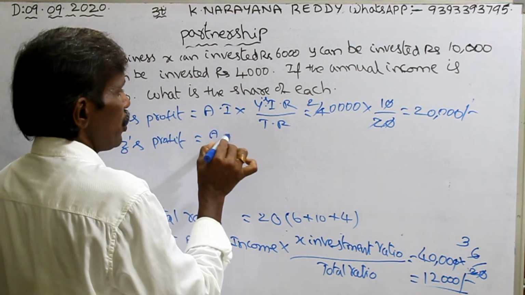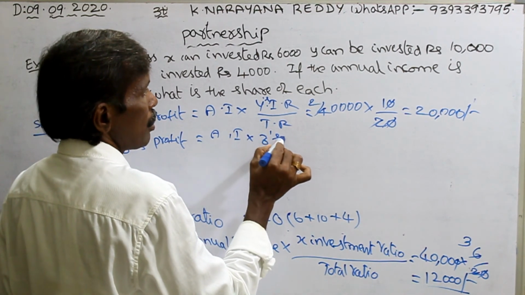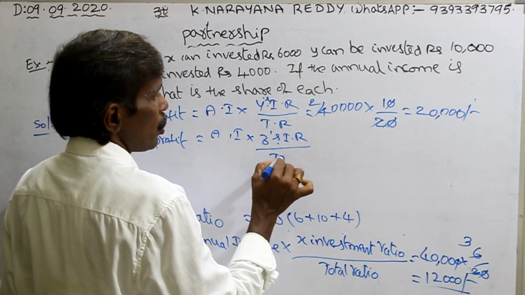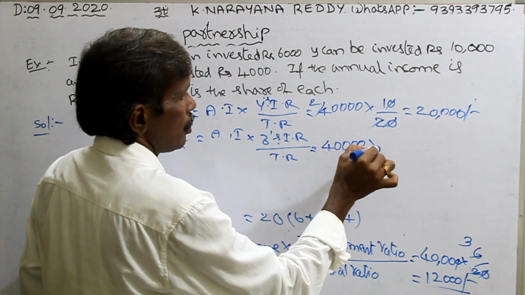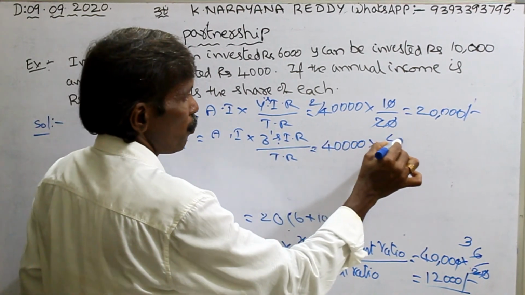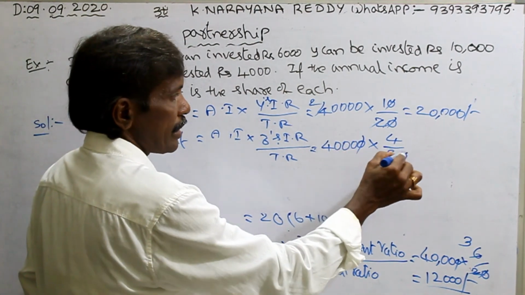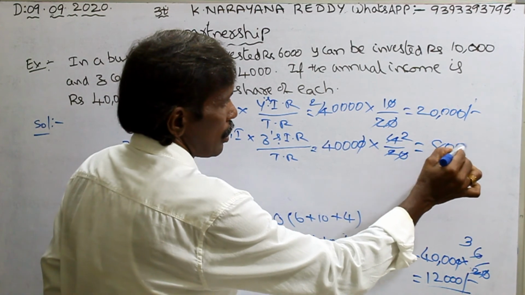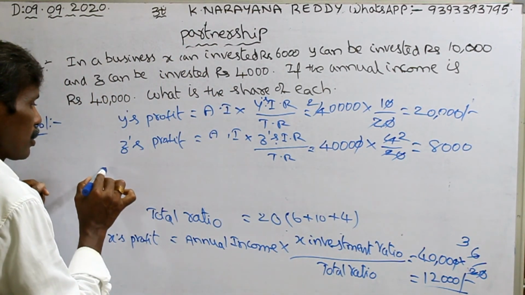Next one is Z's profit. Same, annual income into Z's investment ratio divided by total ratio. 40,000, investment ratio is 4, total ratio is 20. The zeros get cancelled, 2 8s, 8,000.